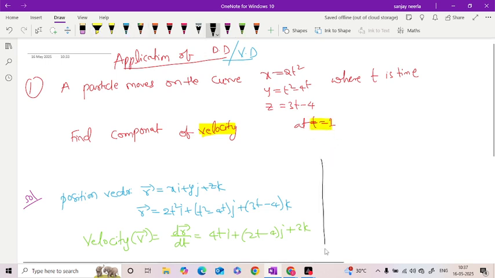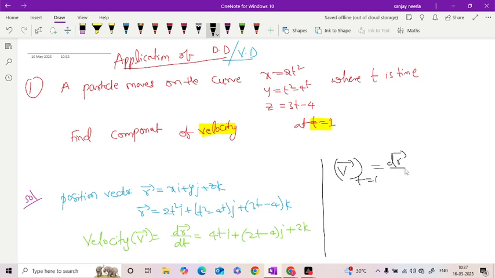But it is clearly given at the time t is equal to 1. So t is equal to 1. Now the velocity, that means v at t is equal to 1, that is dr by dt at t is equal to 1, we will get 4i plus 2 minus 4 j plus 3k. That means 4i minus 2j plus 3k is the vector. Okay, this is the velocity.